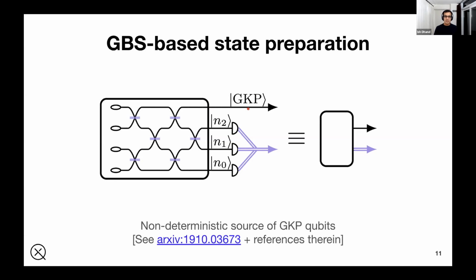Now, this is a non-deterministic process in the sense that the correct click pattern only emerges once in a while. Maybe one time out of 100 or one time out of 1,000, you'll have the correct click pattern. But when you have the correct click pattern, you know that you have a GKP qubit. So this is a non-deterministic GKP source, which I represent by this simple rectangle. The problem with this source is that it's non-deterministic. The probabilities are low. These probabilities need to be boosted.